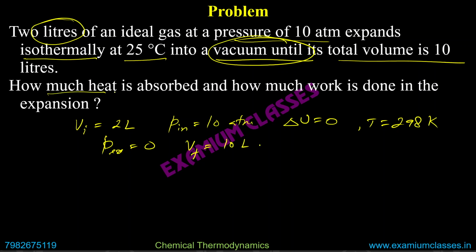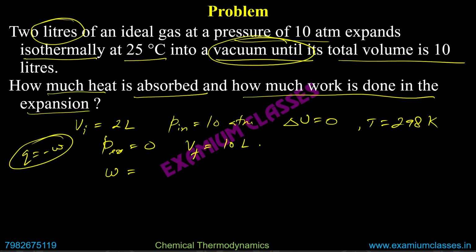Question is how much heat is absorbed and how much work is done in the expansion. So first we can calculate the work done. Because it is isothermal, obviously I can calculate the heat later on by minus W by using this formula. For isothermal process, delta U is 0, that is Q equals to minus W. But work can be obtained by minus P external delta V. And remember, it is vacuum outside, P external is 0.